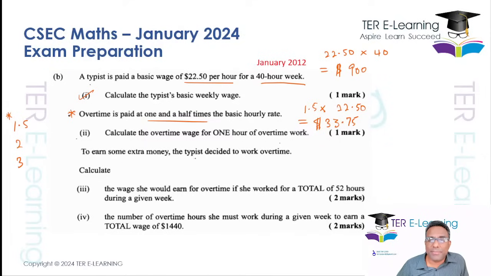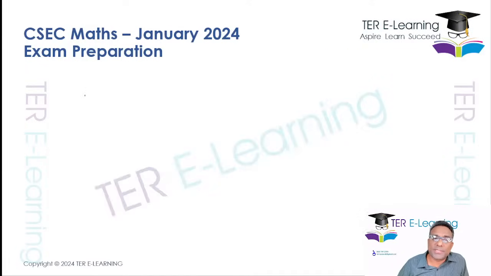Now, to earn some extra money, the typist decided to work overtime. Find the wage she would earn for overtime if she worked a total of 52 hours. So let's see how we're going to do this. We have 52 hours. That's how many hours she's working here. Therefore, 40 hours will be the normal basic wage, and we know that amounts to $900. That's what we just worked out.